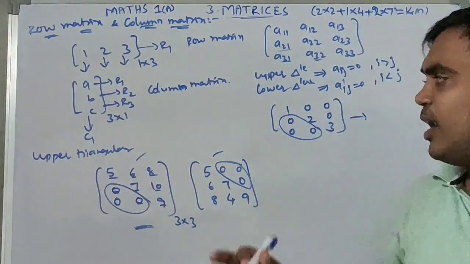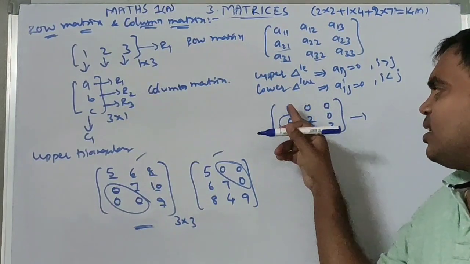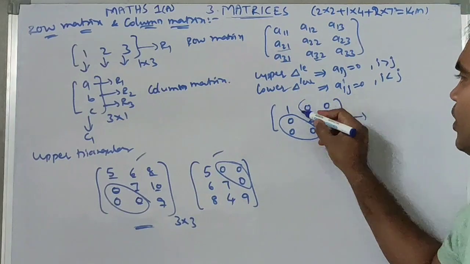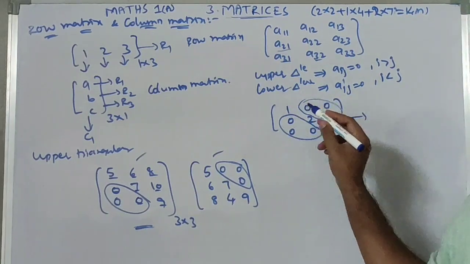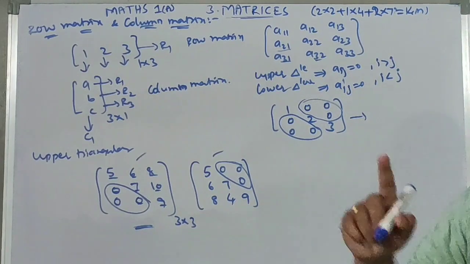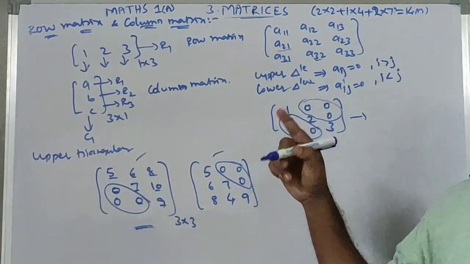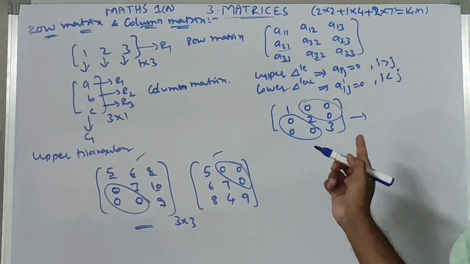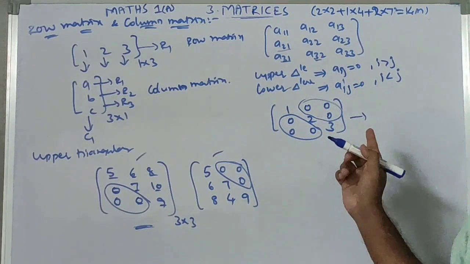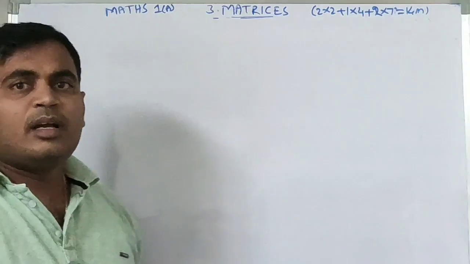One more thing, note that this is a diagonal matrix. The non-diagonal elements are equal to 0, so it is a diagonal matrix. So every diagonal matrix is a triangular matrix. Every scalar matrix is a triangular matrix. And every identity matrix is also a triangular matrix.